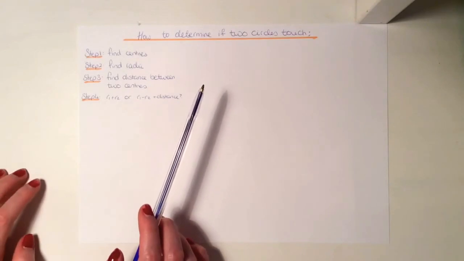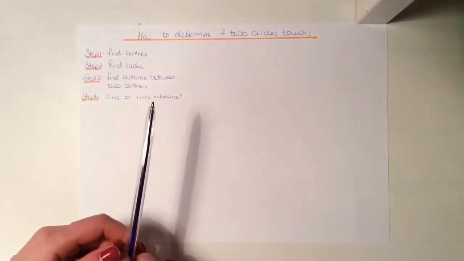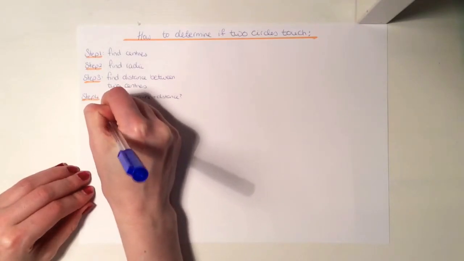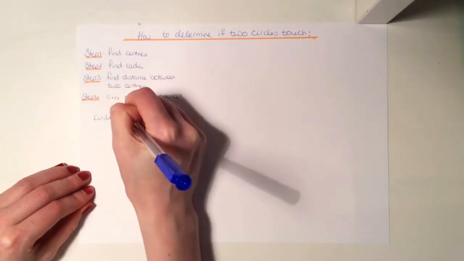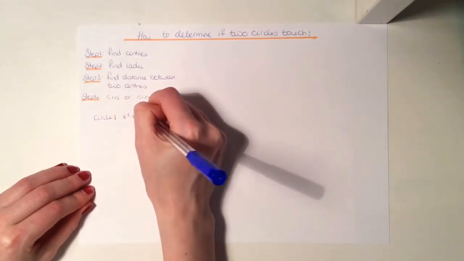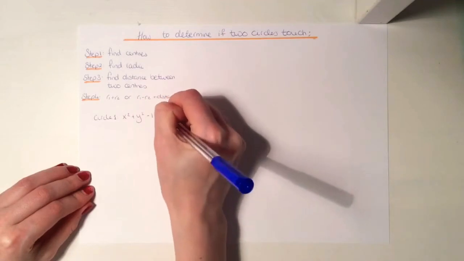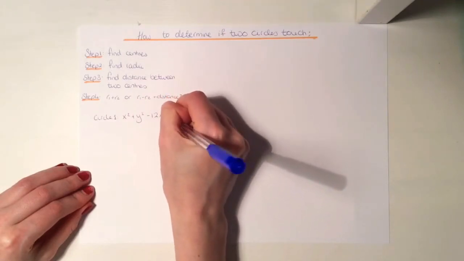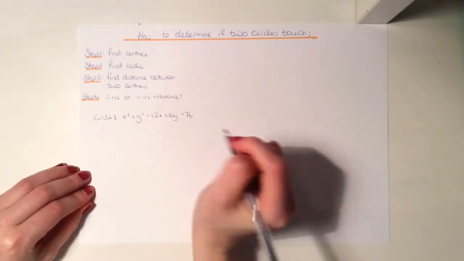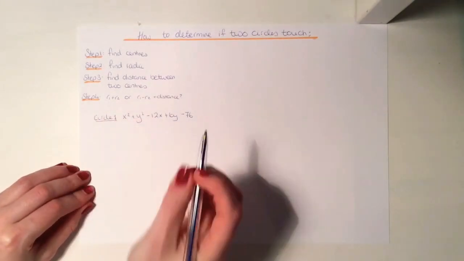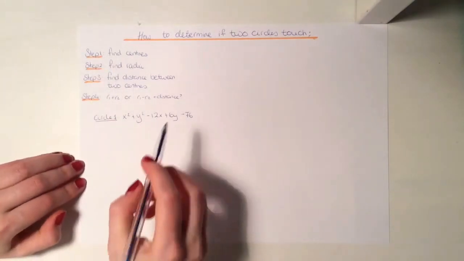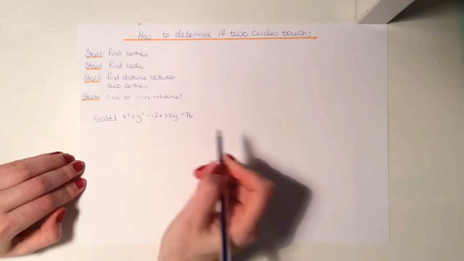So in your question you will be given 2 equations. Okay, so in this question we've got circle 1, and it is x squared plus y squared minus 12x plus 6y minus 76 equals 0. Okay, so that's circle 1. Okay, so let's go through step 1 and 2 here now. So it says find the centre. Okay, so I'm looking here.